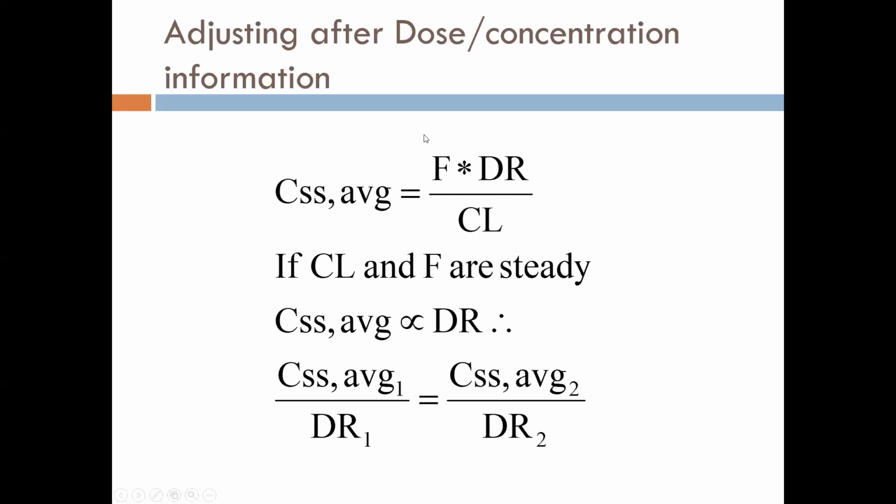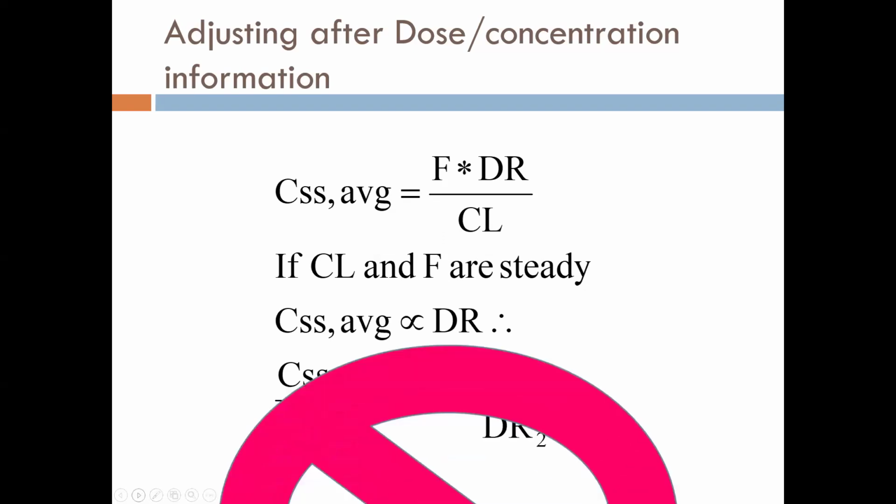But we also know if this bioavailability and salt form and clearance all remain constant, then we can just make a proportion. And this is what we do for most drugs, right? We say that the CSS is then proportional to clearance. So we can say CSS average 1 is to dose rate 1 as CSS average 2 is to dose rate 2. But can we do this in this case?